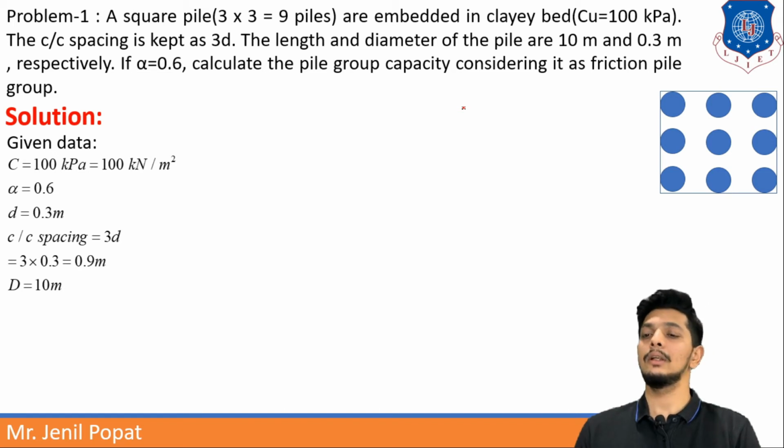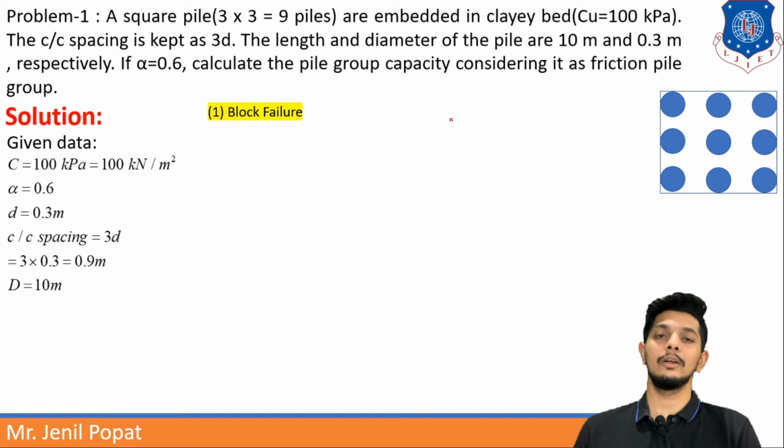Very simple. Given data: C is given as 100 kN per meter square, alpha is 0.6, D is given as 0.3 meter as provided in the problem. CC spacing is 3 times diameter, so 3 into 0.3, so it will be 0.9 meter total spacing. And depth, or length of the pile, is given as 10 meter. So let us consider block failure first.